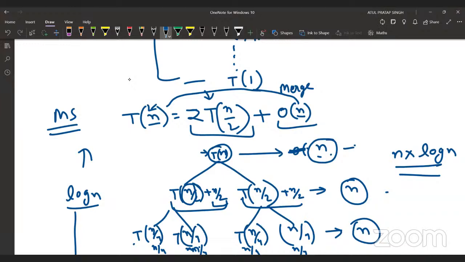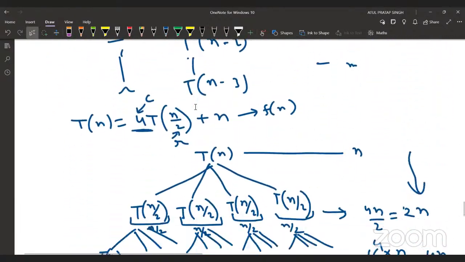Okay, so for the example just below that, what will be the big O of n for that? The example just below merge sort, in the next page, sir. Just scroll it down a bit, sir.